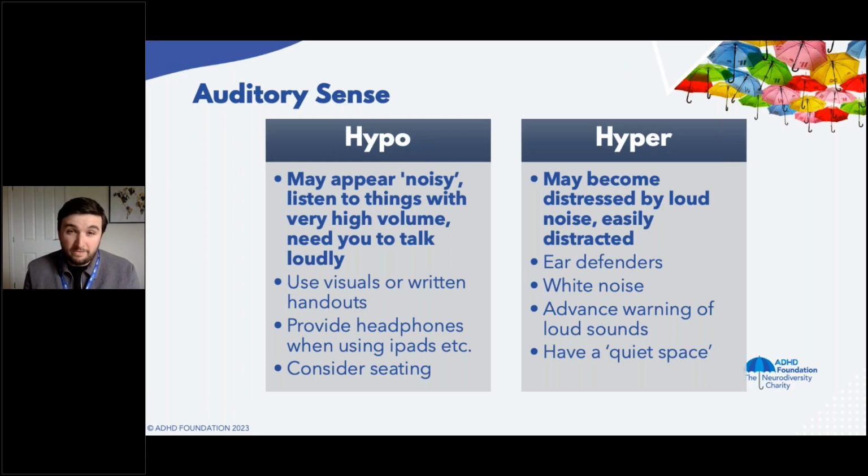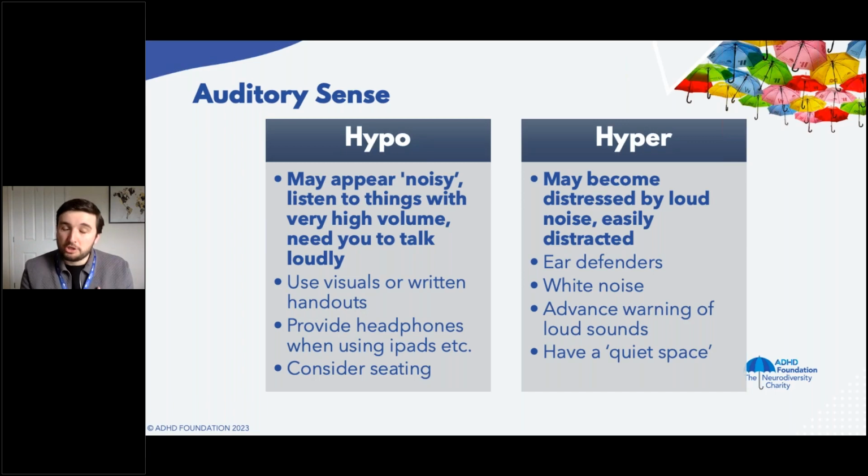Give an advanced warning of loud sounds where possible. If you know it's something that's going to cause distress, it might be worth telling these one or two kids that the fire drill is going to go off at 1 o'clock that day, just so that they've got time to prepare for it. Maybe they can put their ear defenders on just before.